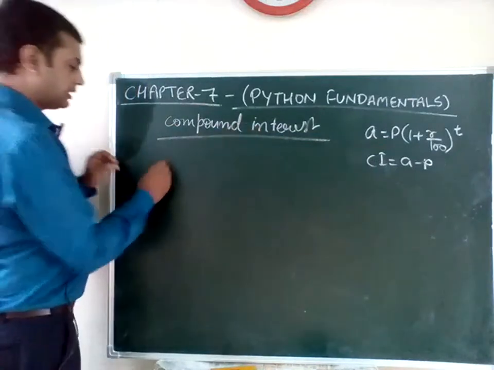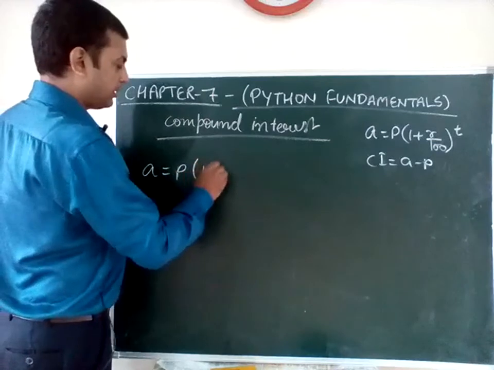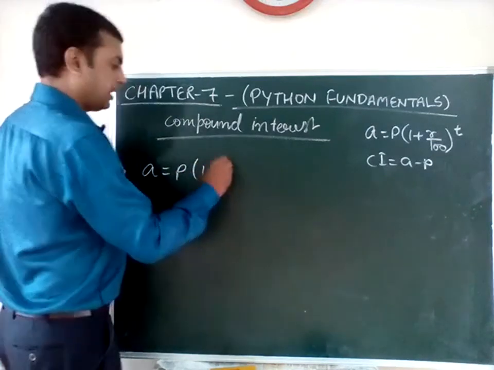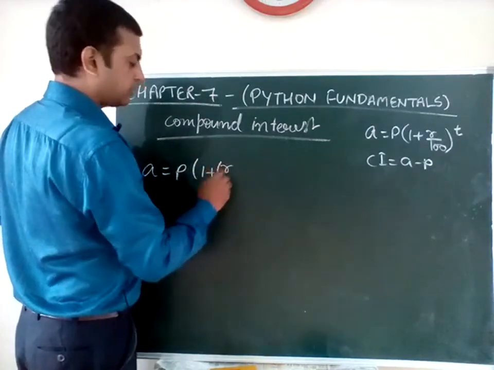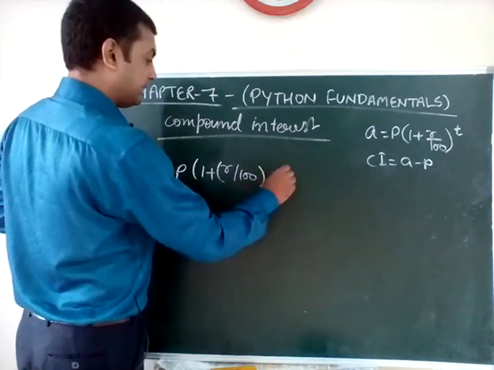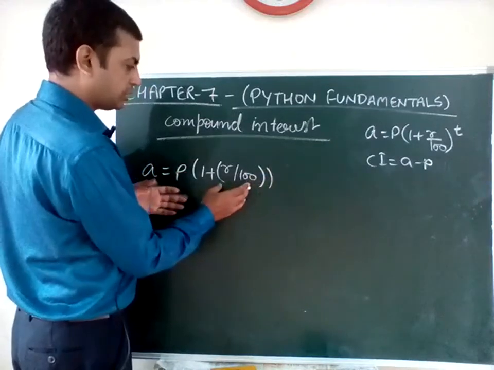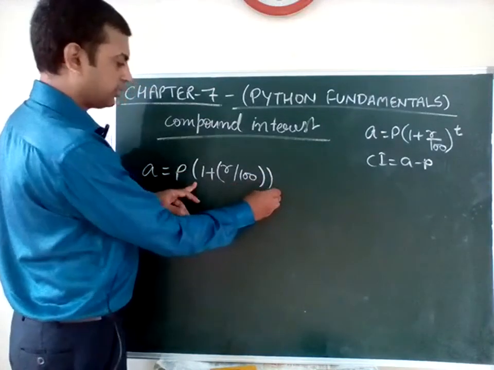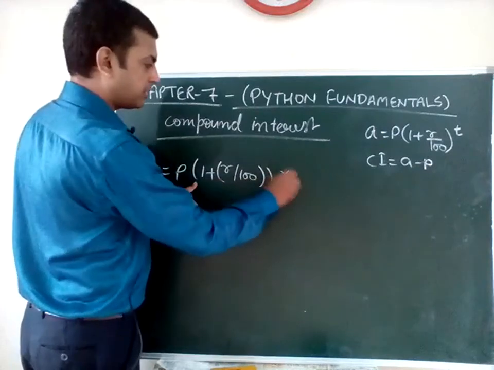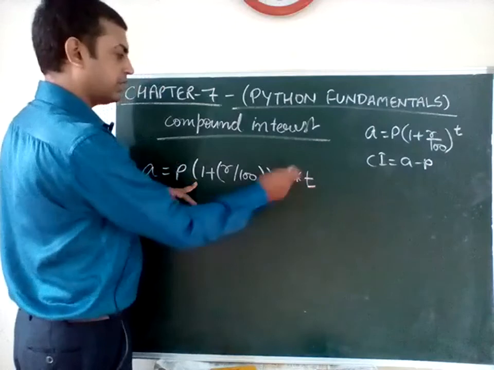So how will you write this? A is equal to P (1 + R. Now this is the slash, so you have to use one bracket, R slash 100, and then T. So how will you give power to T? This bracket is for this only, this bracket is up to here. So for power you have to use two multiplication symbols and then write T.